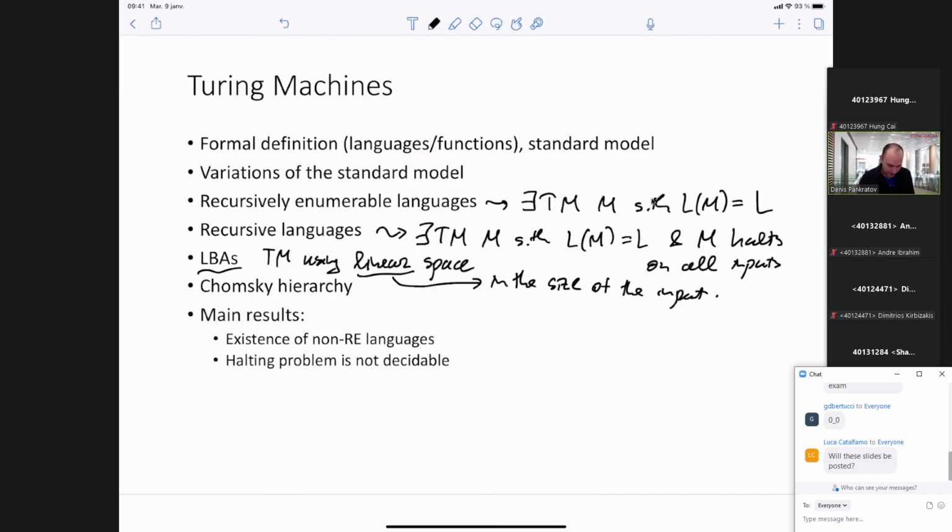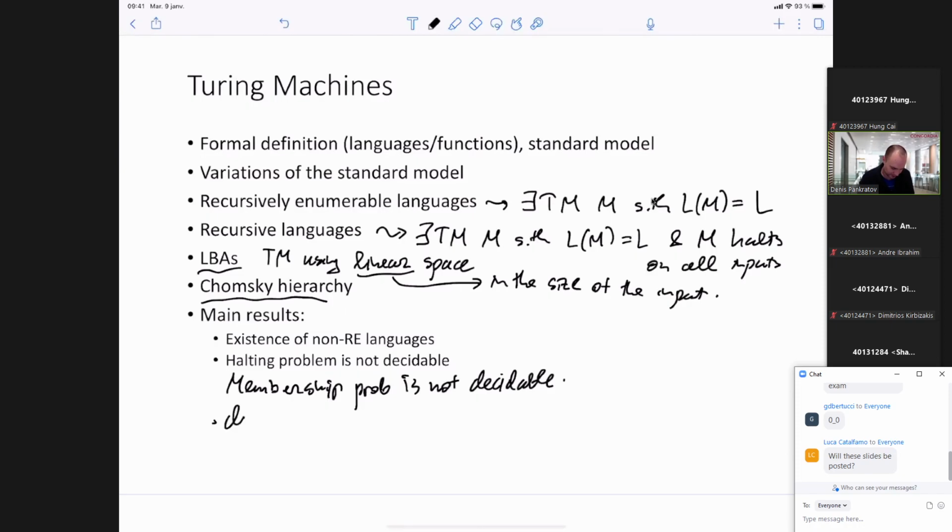You need to know the Chomsky hierarchy, which expresses the main relationships between the different classes that we have discussed so far. And the main results: existence of a non-recursively enumerable language, halting problem is not decidable, membership problem is not decidable, and closure properties.